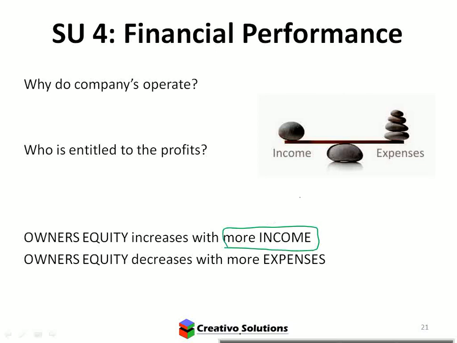If a business makes more income, they'll land up with a profit. Do you agree? More income, more profit. More profit, more owner's equity. So there's a direct relationship there. If I increase my income, I'm going to increase my profit, I'm going to increase my equity in the business.